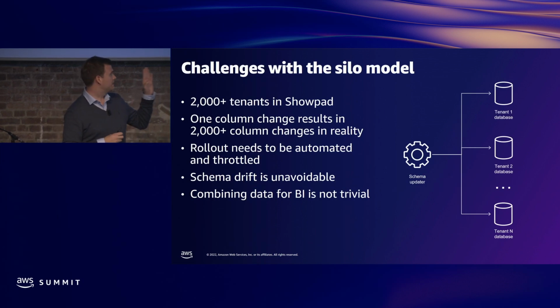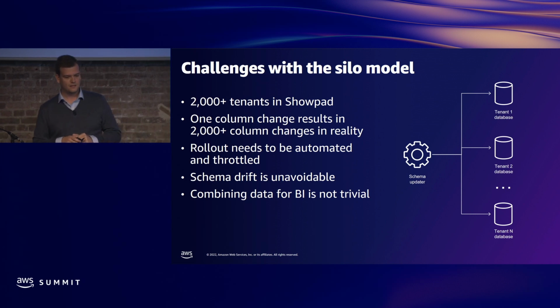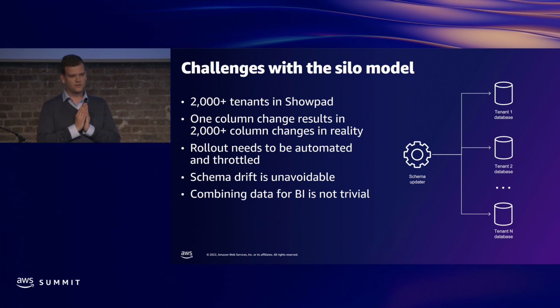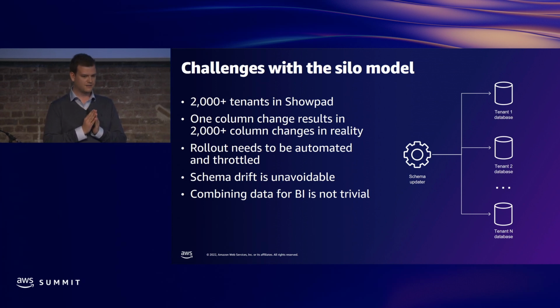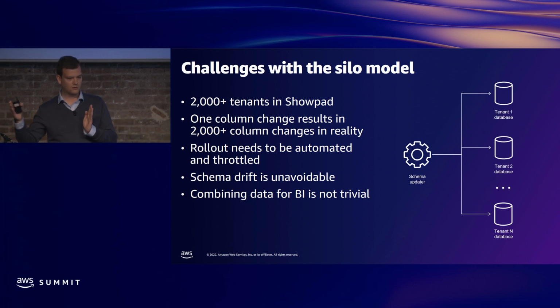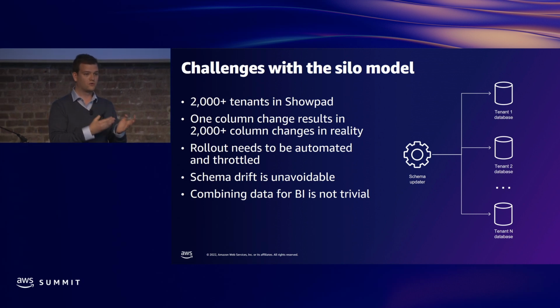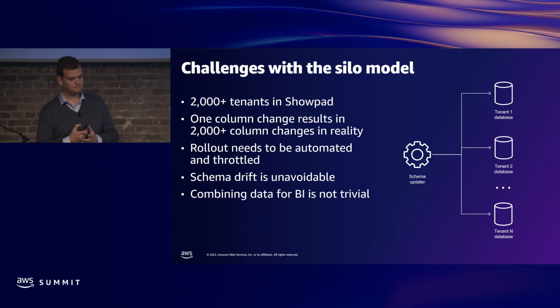I want to zoom in a bit more on the challenges of the silo model. The silo model is only viable for a certain number of services and comes with quite a number of challenges. So in our case, and in particular the case of relational database, we are dealing with more or less 2,000 tenants. And in practice, that means that if we request a single column change, we have to execute that column change over 2,000 databases, so it quite adds up. This forces us as a company to create extra tooling so that we could automate, but also throttle any column changes to our database. Another challenge here is schema drift.